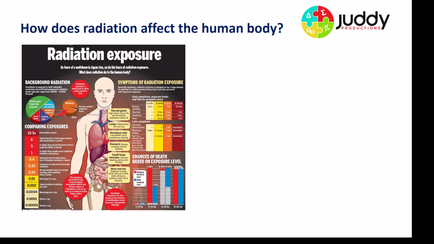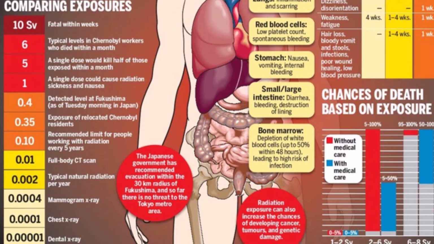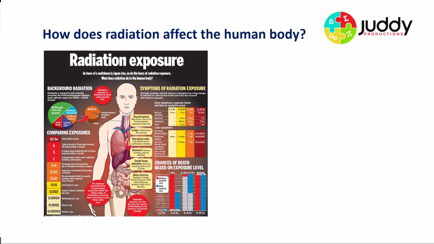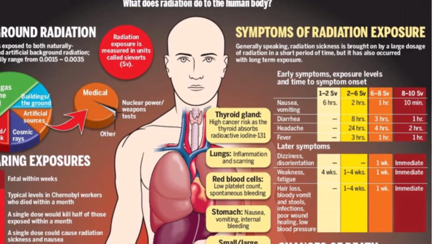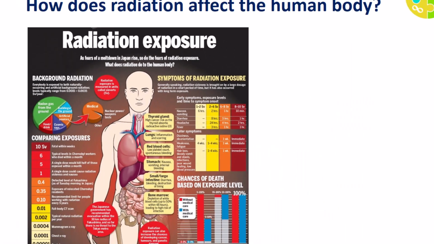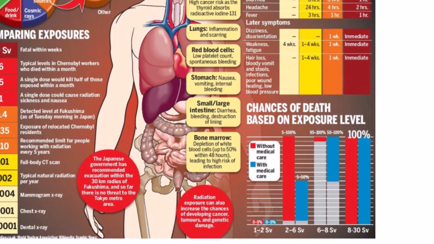Next, this graphic shows us how to compare exposures, and we can see that something as small as a dental x-ray has very small radiation dosage, all the way up to receiving something like 10 sieverts, which is fatal within weeks. We'll be looking at units like grays and sieverts shortly in this video as well. We then focus on the symptoms of radiation exposure, and you can see that there are some short early onset symptoms, such as nausea, vomiting, diarrhea, headache, fever, and then there's also long-term or later symptoms.